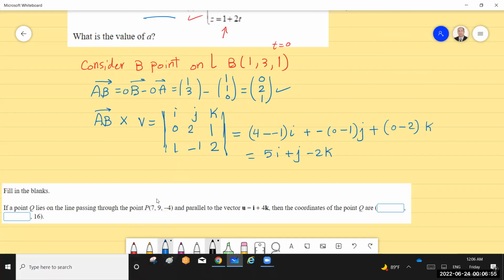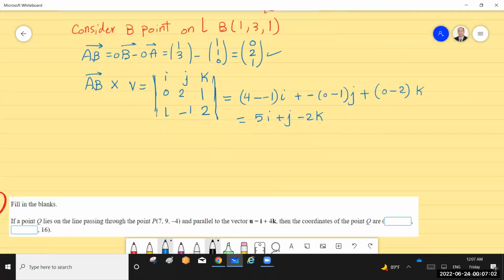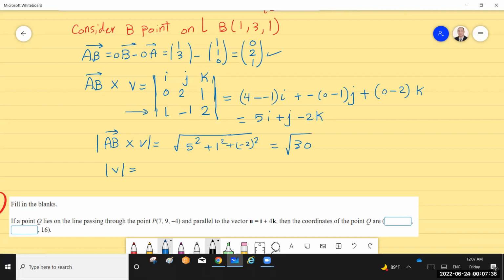Okay? Let me move this one a little bit down here. After finding AB cross v, you have to find the norm of this part. So the norm of AB cross v is equal to the square root of 5 squared plus 1 squared plus -2 squared, which gives you square root of 30. And the norm of v, the direction vector, is the square root of 1 squared plus 1 squared plus 2 squared. It doesn't matter 1 or -1 here.